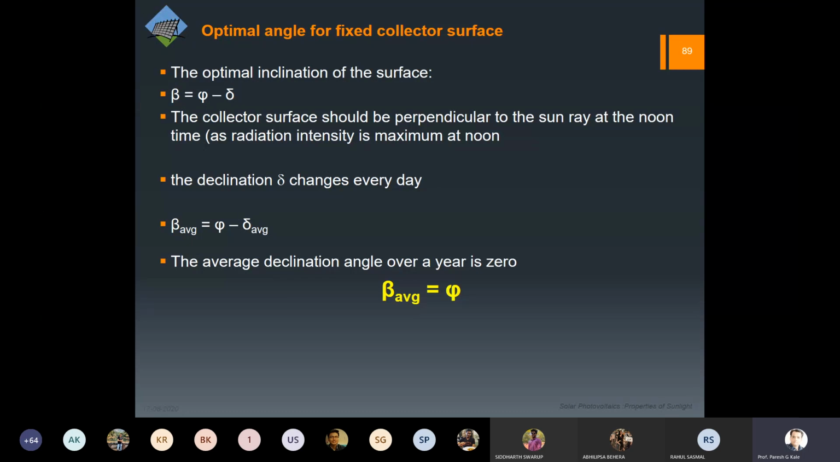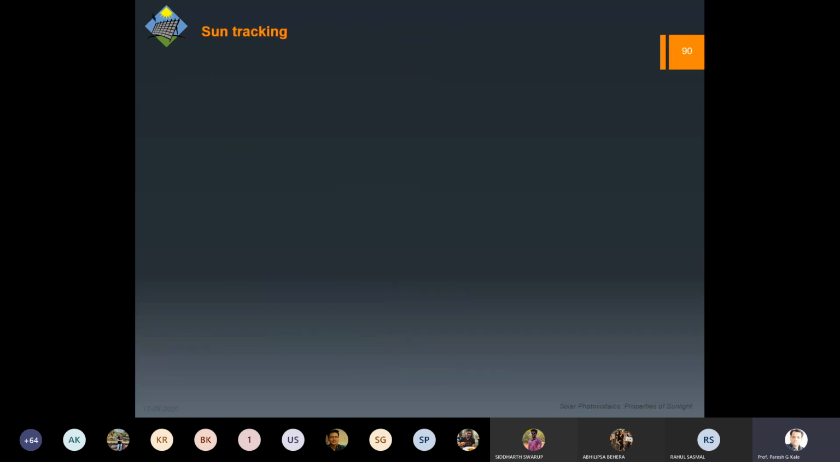So obviously your beta would be different in that case. So when you substitute this beta, you get the value of cos theta to be cos delta cos omega for the optimal angle. And this is how, if you can get the value of cos theta, you can find out the value of the incident radiation and so on.